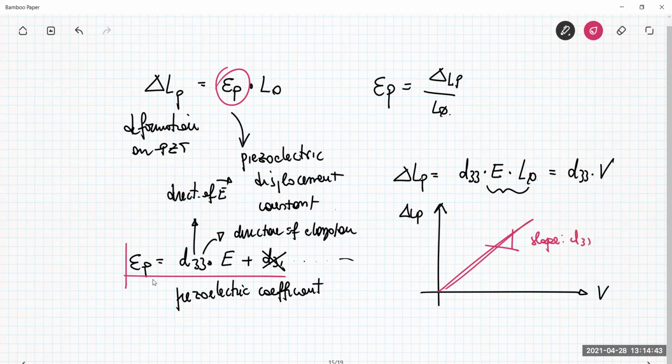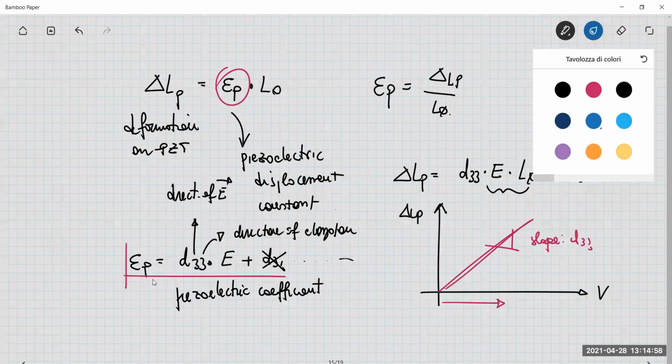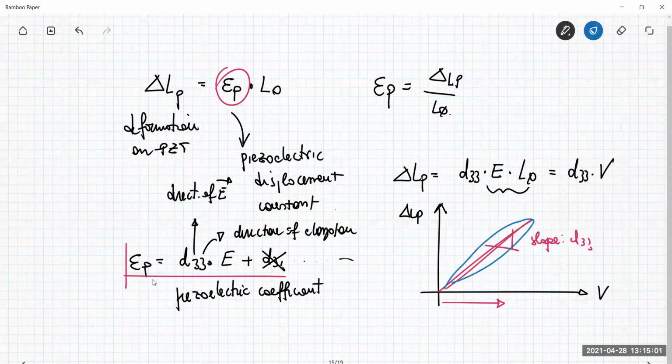So the slope here is exactly D33, but this is an ideal situation. Typically, the elongation you get when increasing the voltage is not the same as when you are reducing the voltage. So you have a sort of hysteresis, which is better described by something like this: a curve obtained when you are increasing the voltage, and another when you are decreasing it. Anyway, we can see that this is the relationship that we have.